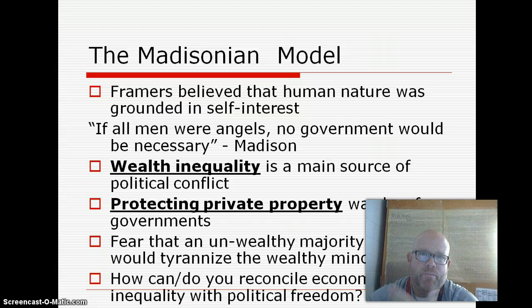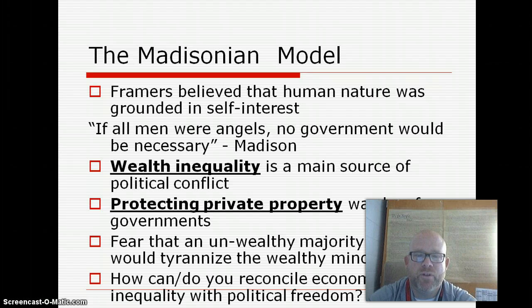The Madisonian model, and Madison is going to be responsible for the bulk of the Constitution, and he's very influential in its ratification, which we'll talk about with the Federalist Papers. But again, it's his main ideas, his influences are going to be the driving force in the design of the Constitution and ultimately the design of our government.